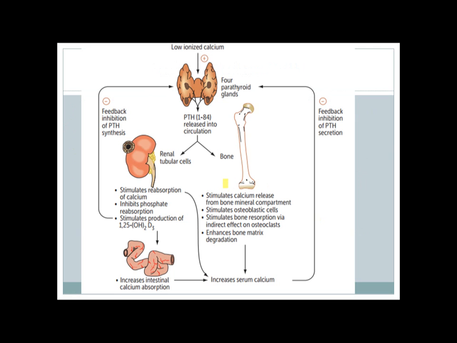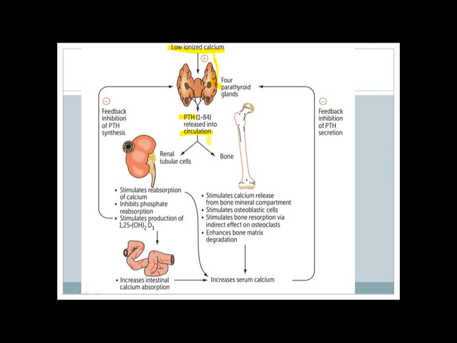So here you can see regulation of parathyroid hormone by calcium. Whenever you have a decrease in calcium level, it will stimulate the parathyroid hormone through binding to calcium receptors in the parathyroid cells, and there will be release of parathyroid hormone into circulation.